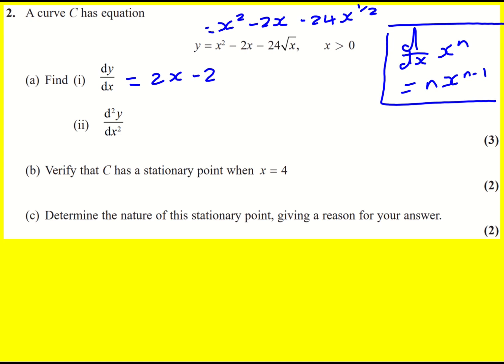If you think back to y equals mx plus c, then it's going to be minus 12x to the minus a half. Second derivative, 2, and then I'm doing minus 12 times minus a half. That's going to become plus 6x to the minus 3 over 2. So there we have it.